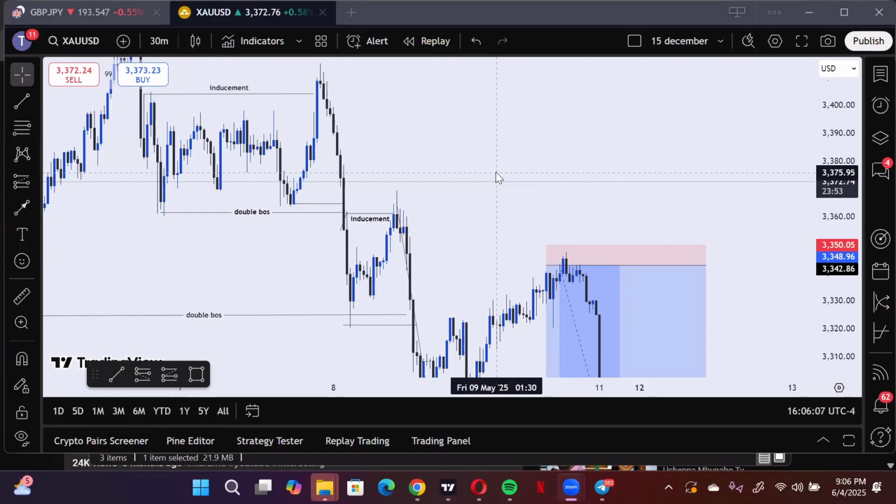No, a wick cannot be used as a break of structure or market structure. It has to be a body. Are you guys following me?